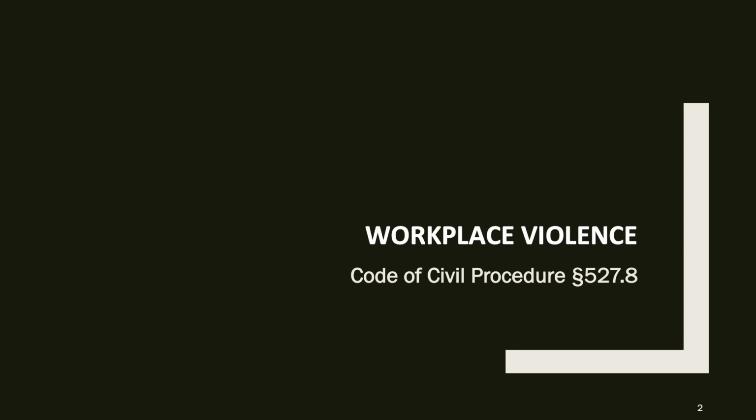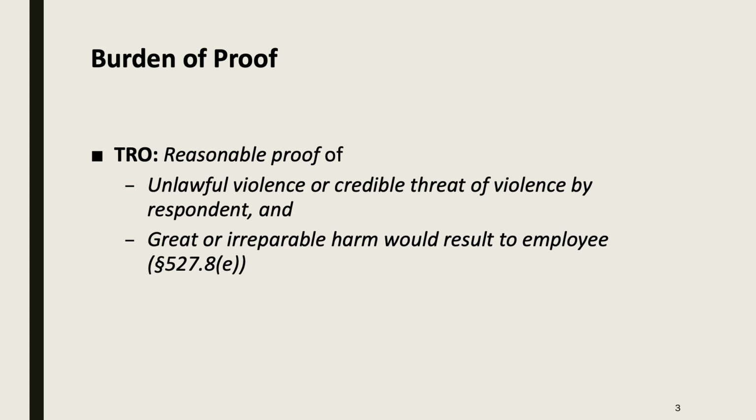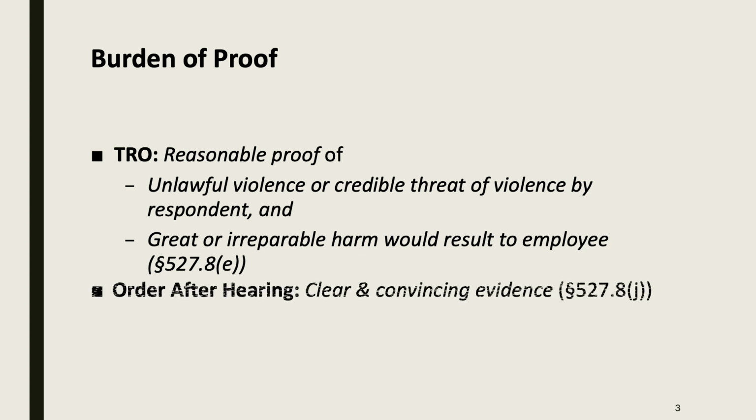So we'll begin by talking about workplace violence. The workplace violence protective orders are defined and the laws for them are found at Code of Civil Procedure, Section 527.8. In order to get a workplace violence order, there has to be a reasonable proof of unlawful violence or a credible threat of violence by the respondent, and that great or irreparable harm would result to the employee. And in order to get a temporary restraining order, you have to have reasonable proof of that.